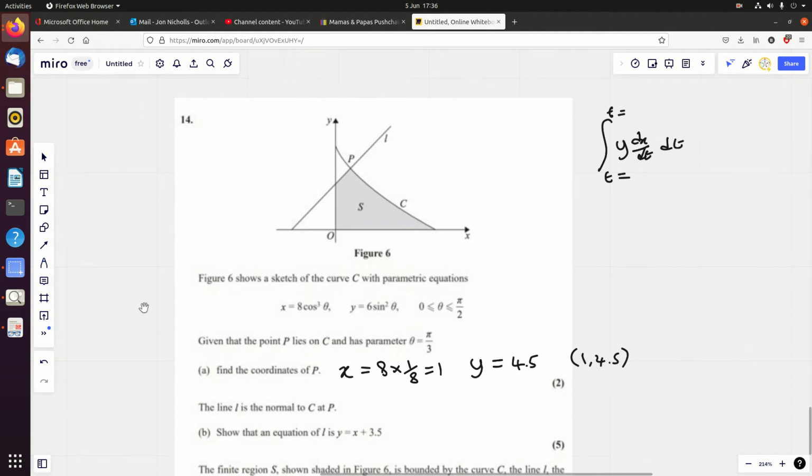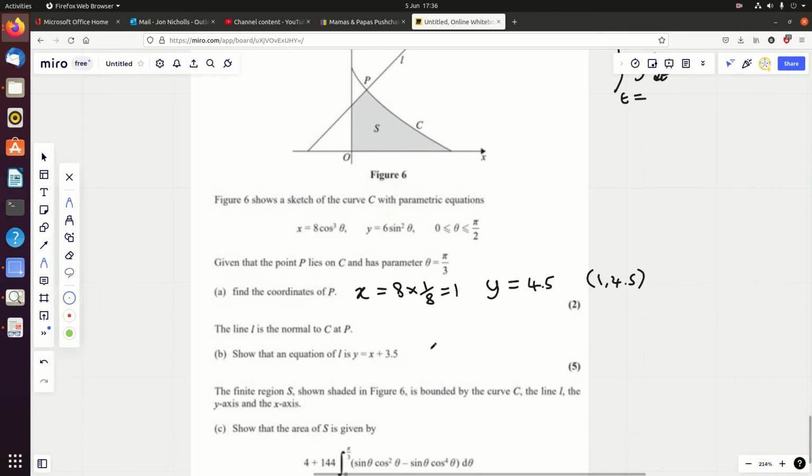Now the line L is normal to C at P, so we've got to show that that's the equation. Well, this is parametric differentiation, and this definitely is coming up in paper two. So let's do it. dx by d theta is going to be 24 cos squared theta, but then you've got to remember you need to differentiate the cos theta, so minus sine theta. And then dy by d theta is similarly going to be 12 sine theta cos theta. If I want the gradient of the tangent, I'm going to use dy by d theta divided by dx by d theta. Now, it might look hideous, but remember, we're just plugging in pi over 3.